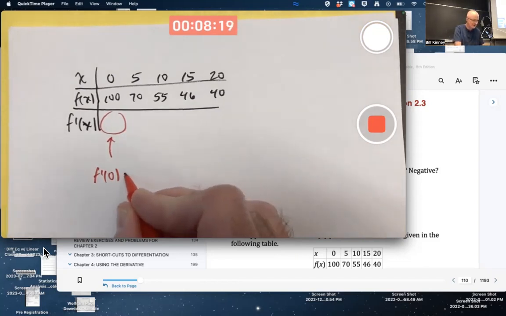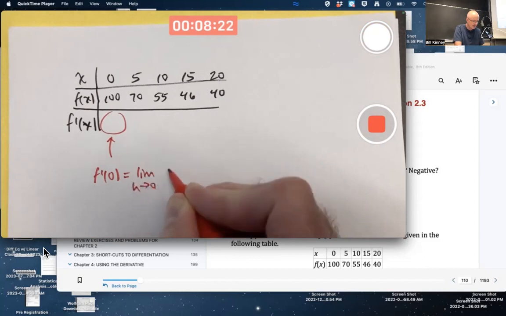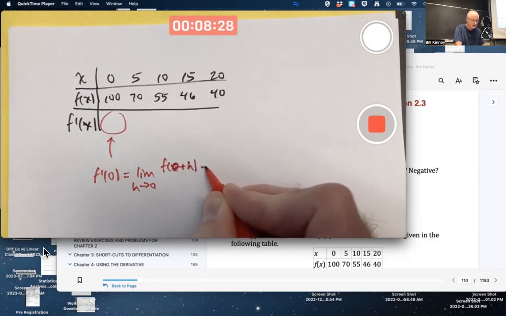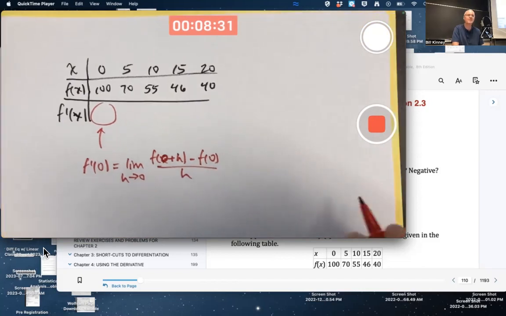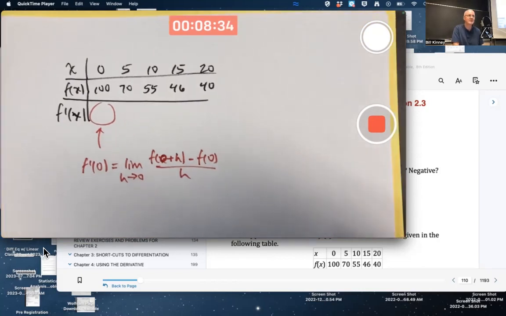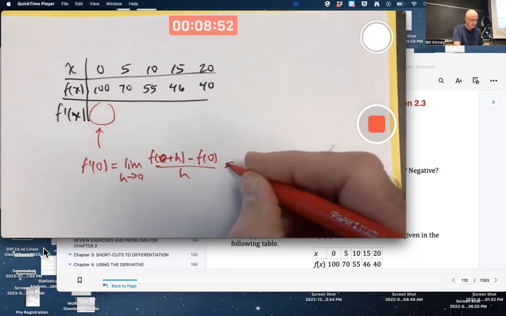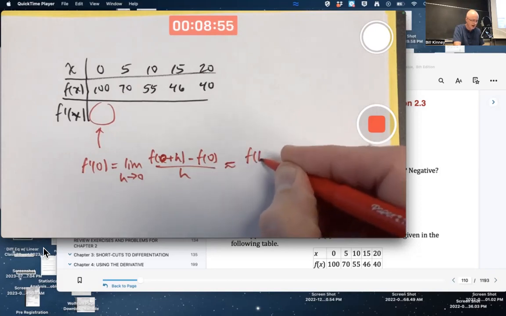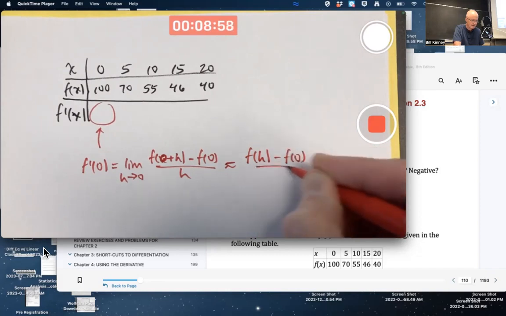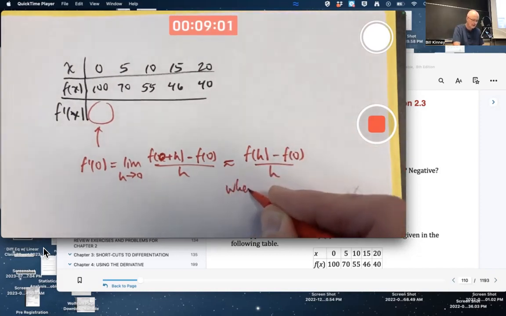Yes, by definition, it is the limit as h goes to 0 of f of x plus h, or f of 0 plus h, I should say, because x is 0, minus f of 0, divided by h. We can't actually do the limit because we don't have a formula. We don't even have a graph. We couldn't even estimate the slope of a tangent visually. We will have some problems where we do have graphs in this class today, but not right now. So you have to approximate it. 0 plus h is h, so this is approximately f of h minus f of 0 divided by h when h is small.